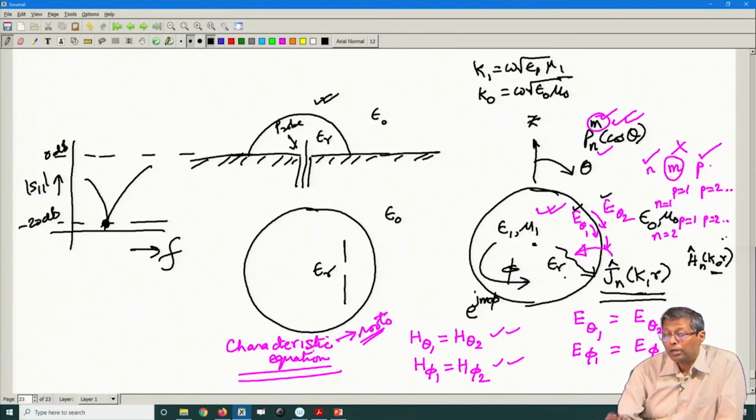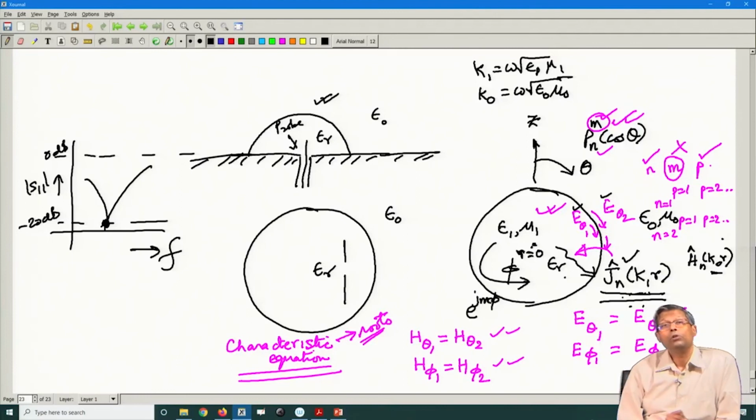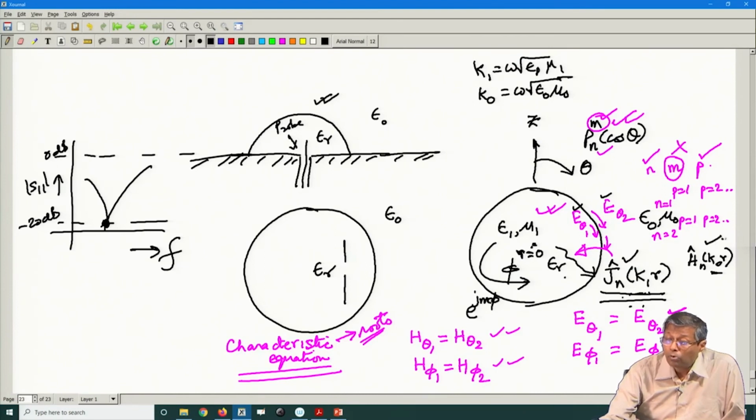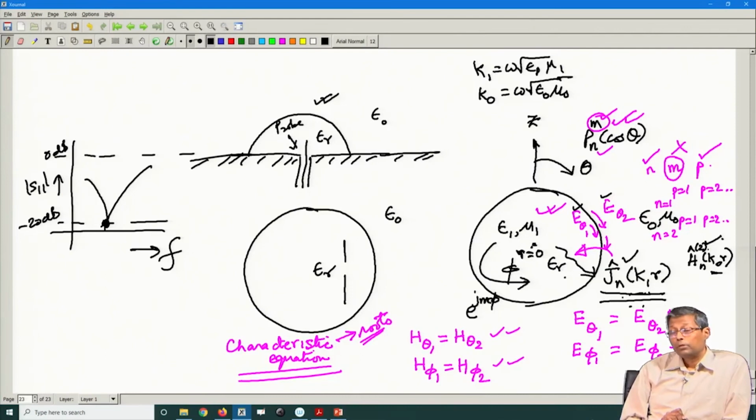The reason why we choose different functions is that the Schelkunoff-type Bessel function is the only function which is finite at r equal to 0. If the point of computation includes the point r equal to 0, it is the only function which is finite. Similarly, the Schelkunoff-type outgoing Hankel function, H n 2 denoting the outgoing Hankel function, is exponentially decaying and therefore satisfies the radiation condition at r equal to infinity.